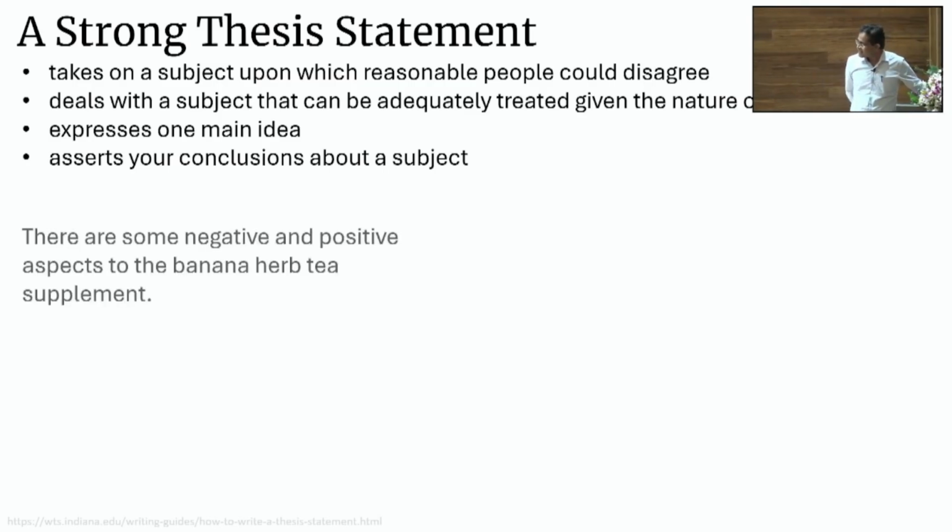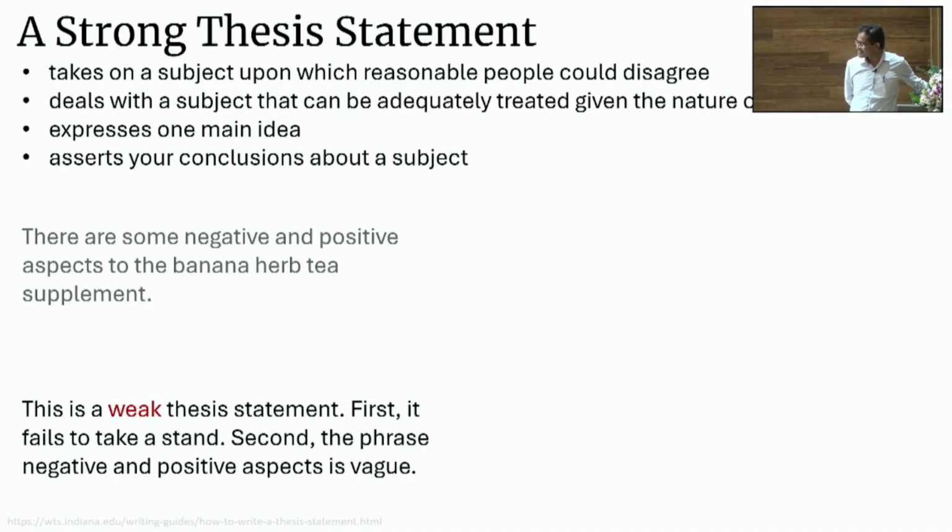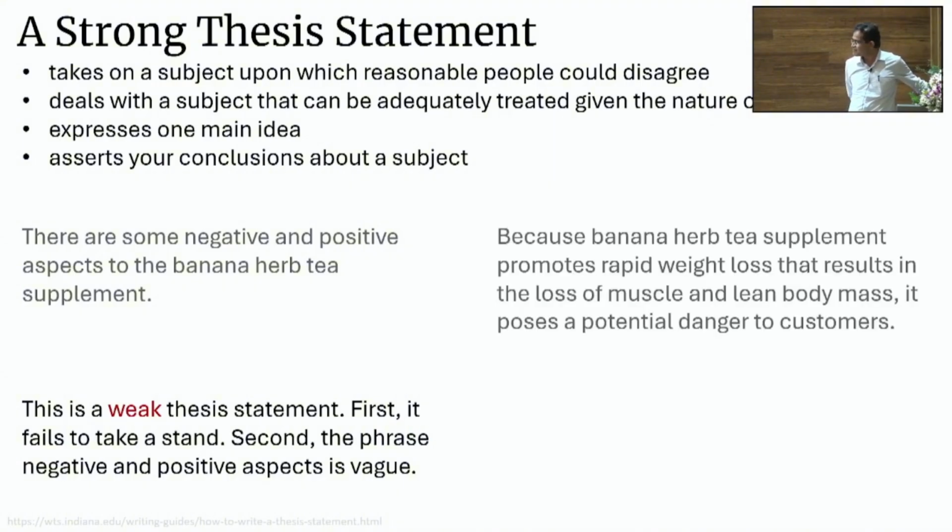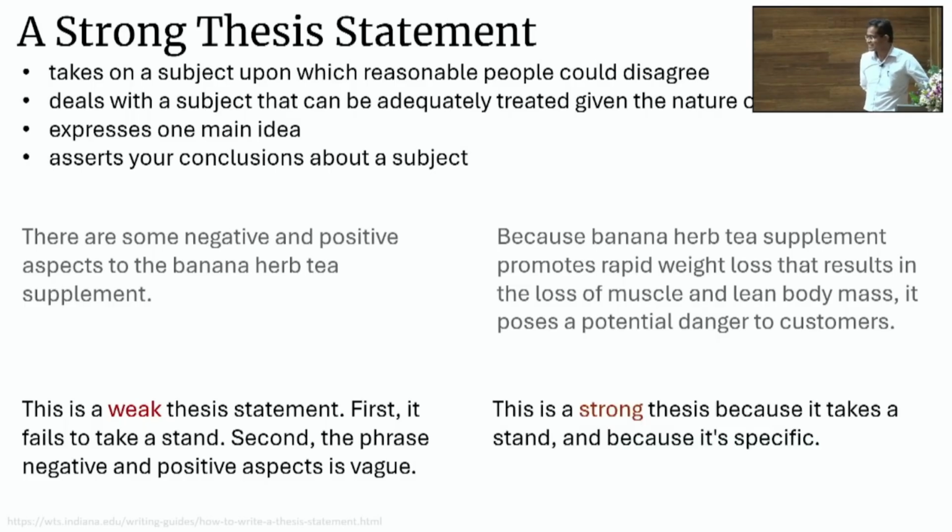For example, "There are some negative and positive aspects to the banana herb tea supplement." This is not a thesis statement. What is the stand that you are taking? You cannot say negatives and positives. This is politician talk, not a researcher's talk. It's a weak statement. First, it fails to take a stand. Second, the phrase negative and positive is vague. But if you say something like, "Because the banana herb tea supplement promotes rapid weight loss that results in the loss of muscle and lean body mass, it possesses a potential danger to customers," now you are taking a stand there. That's a good thesis statement, which you can prove.